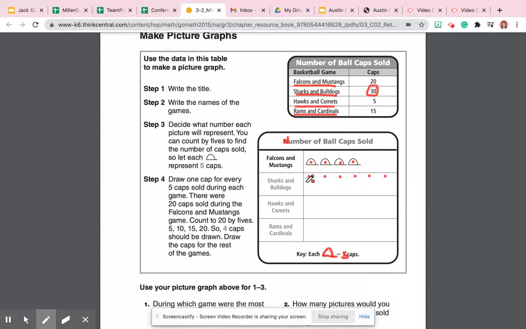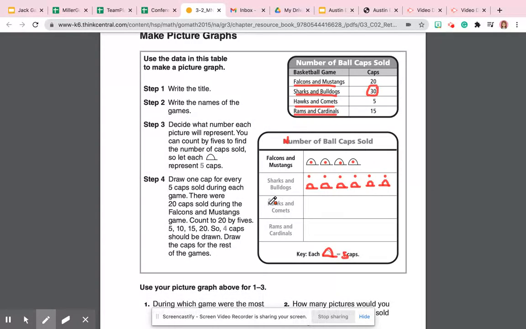Let's count again to make sure. 5, 10, 15, 20, 25, 30. So how many caps are you going to draw? I count 1, 2, 3, 4, 5, 6. Good. So I'm going to draw 6 caps. I'm going to do my best trying to use my computer. So there's 2. Here we have 3. Here we have 4. Here we have 5. And here we have 6.